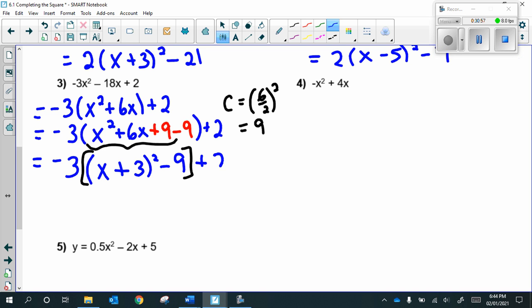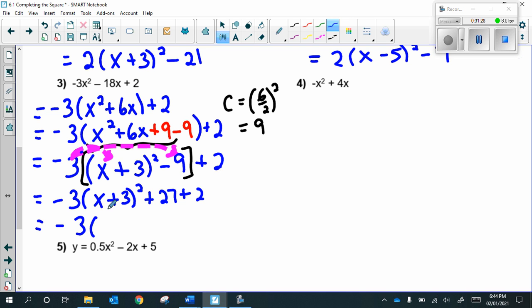And plus 2. To get rid of those square brackets, we're going to have to distribute the negative 3 to both terms inside. So when we distribute the negative 3 to the first one, we get negative 3 times (x plus 3) squared. When we distribute the negative 3 to the negative 9, well, negative 3 times negative 9 is positive 27. And then we have plus 2. So our last step, we have negative 3 times (x plus 3) squared, and 27 plus 2 gives us 29.